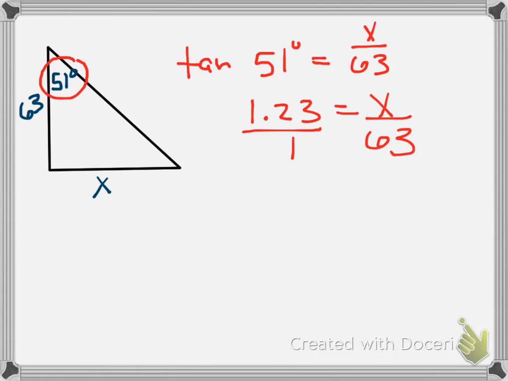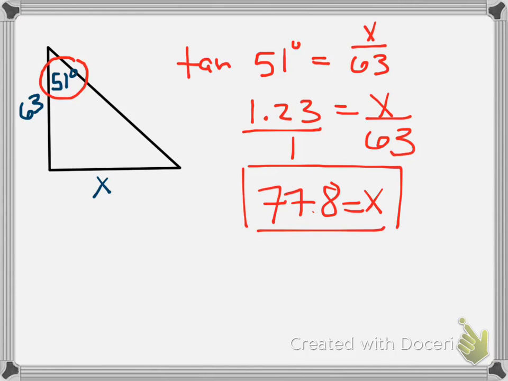Right, then we cross multiply. All we're doing is doing 1.23 times 63, so x equals 77.8. Okay, yep, so I did it wrong the first time. It's going to be tangent because it's opposite over adjacent.